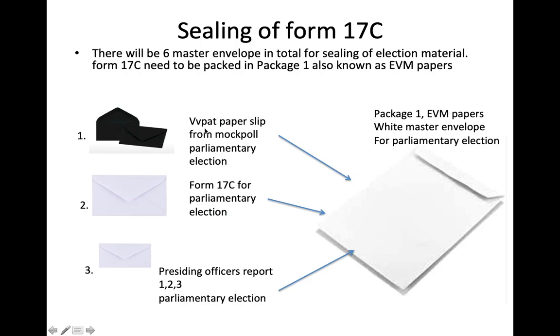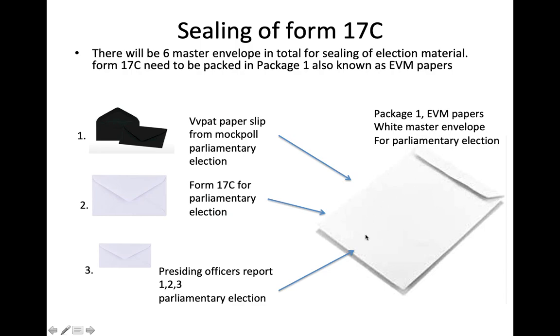One will be the BBPAT paper slip from the mock poll of the parliamentary election, which will be in a black color envelope. Then Form 17C for the parliamentary election in a small white color envelope, and the presiding officer's report 1, 2, 3 for the parliamentary election. All of this we have to pack in package 1, white in color, and outside we will mention EVM papers for parliamentary election.